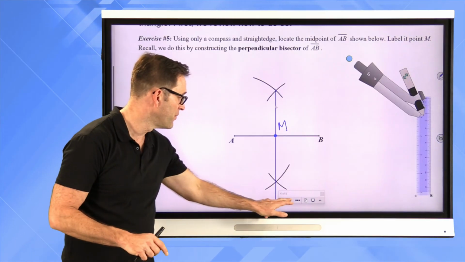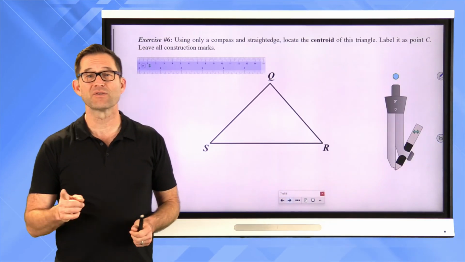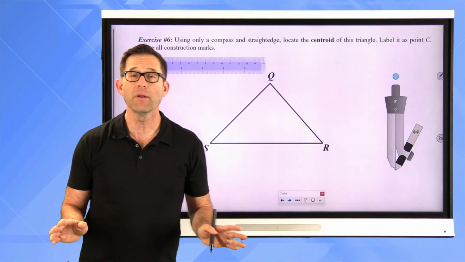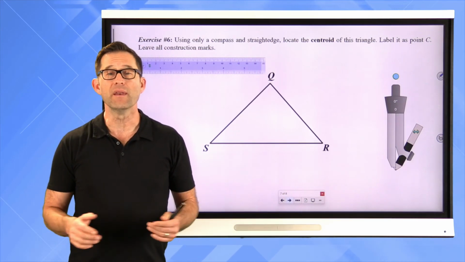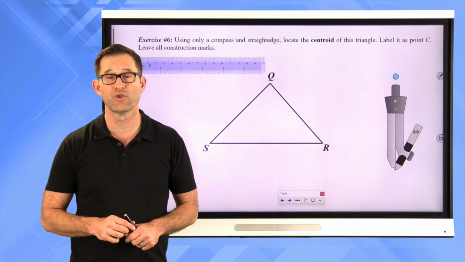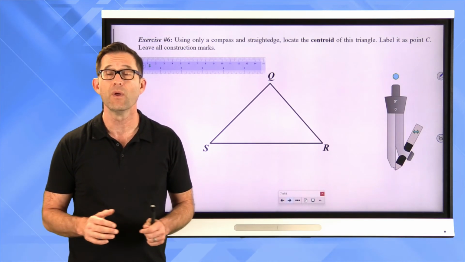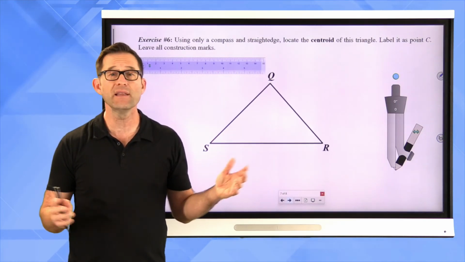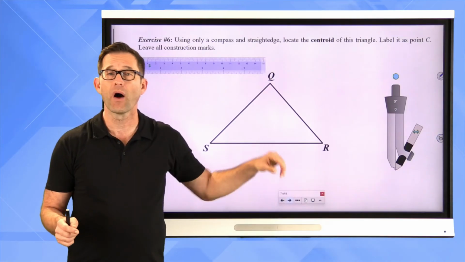Okay, so let's do it. Exercise number 6. Using only a compass and straight edge, locate the centroid of this triangle. Label it as point C. Leave all construction marks. Now, keep in mind, the 3 medians will all intersect at the same point. So you just have to construct 2 of them, which means I've got to find 2 midpoints. Any 2 midpoints, and then I draw their medians in.